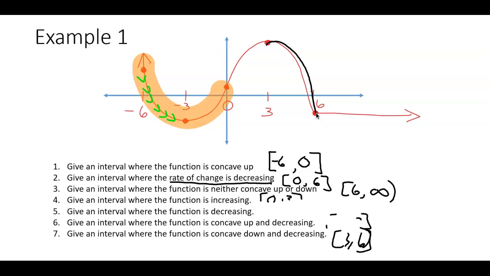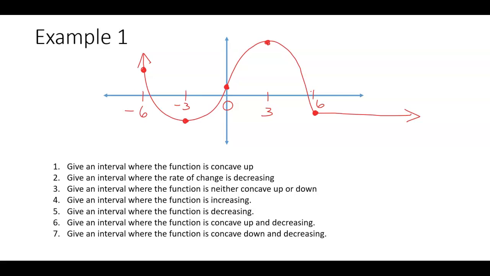Just watch out for these ones. If I say the rate of change is decreasing, that's just a fancy way of saying concave down. If I say the rate of change is increasing, that's just a fancy way of saying concave up. Okay? So you got to watch out for them fancy words, but there it is.